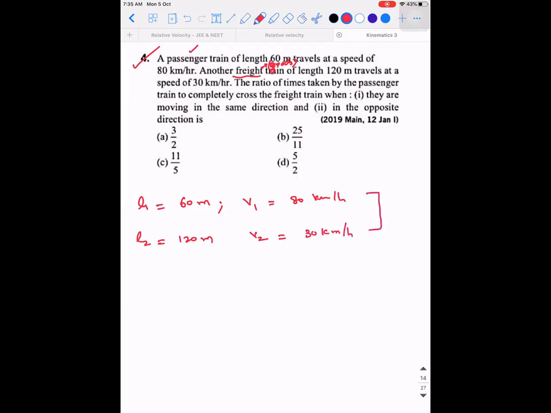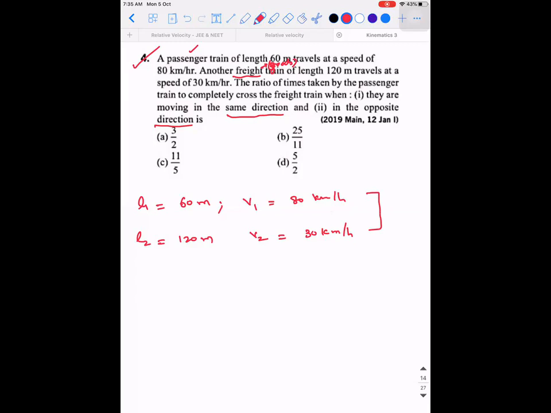Why have I put this question under relative velocity? That's what we need to understand. So the ratio of time taken by the passenger train to cross the goods train when they are moving in the same direction and in opposite direction. By these directions, what exactly is going to change between them? Direction is going to change. Due to the change of direction, what other parameter is going to change? Relative velocity. Yes, very good.